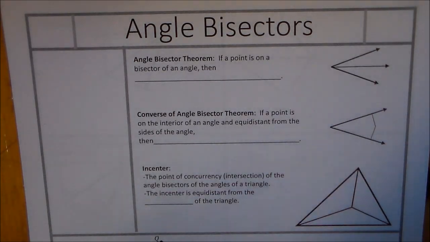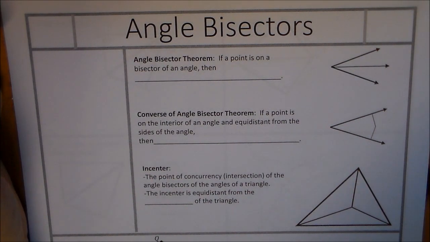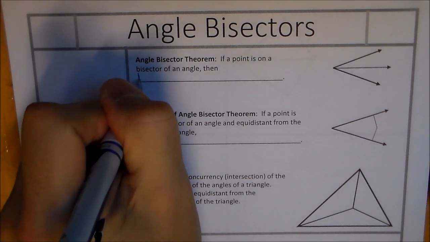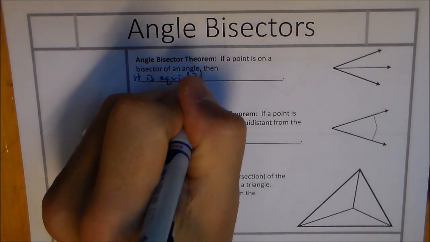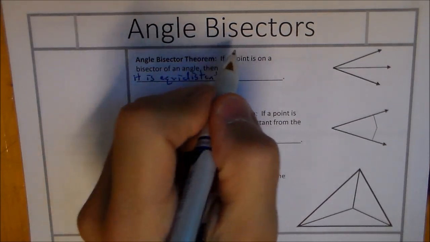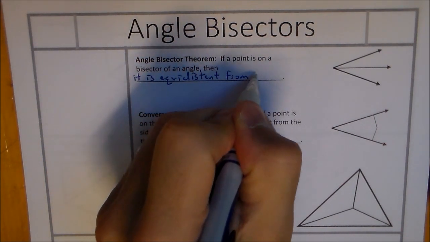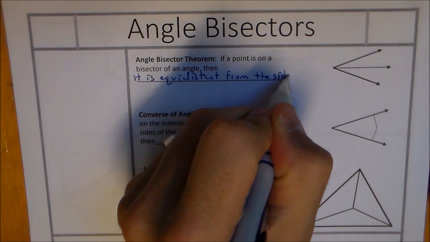In this section, we're looking at angle bisectors. And with angle bisectors, we start with our angle bisector theorem. And that says if a point is on the bisector of an angle, then it is equidistant from the sides. So what does that mean?